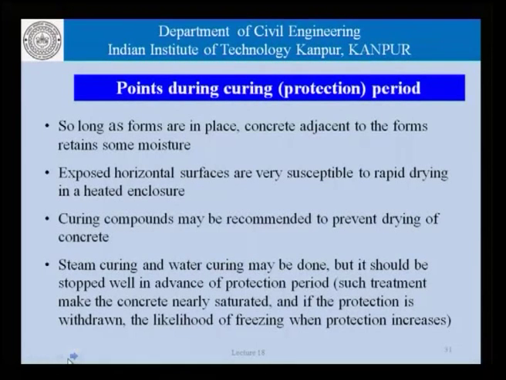Continuing from that point, so long as the forms are in place, concrete adjacent to the forms or in contact with the formwork retains some moisture, and the moment the formwork is removed, this situation changes. Exposed horizontal surfaces are very susceptible to rapid drying in a heated enclosure. So, either way, if we are casting a slab and we are trying to heat the environment in which it is being cast, the surface will be susceptible to drying. If we are not heating the environment, then the surface water or the water in the layer close to the surface is susceptible to freezing.